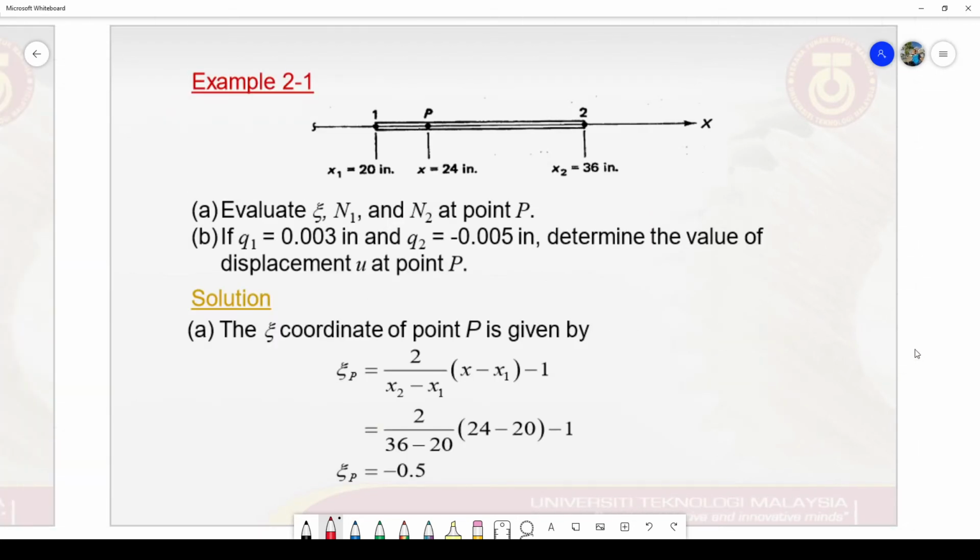So let's look at the first example here. Let's say we have one element spanning from node number 1 to node number 2, and then we have the location P, which is the location of interest, located at 24 inches from the datum. Node number 1 is located at 20 inches from the datum, and node number 2 is located at 36 inches from the datum. So from there, we would like to determine the values of z, N1 and N2 at point P. So what is the value of z at this particular point P?